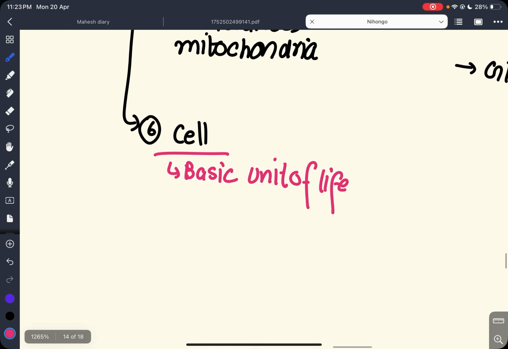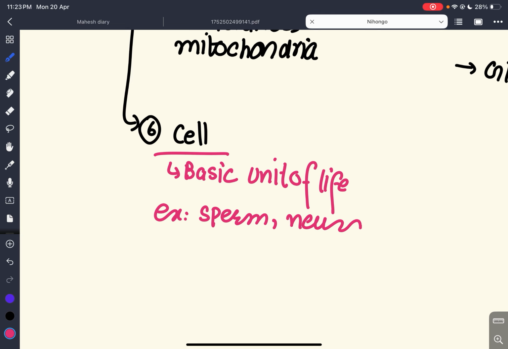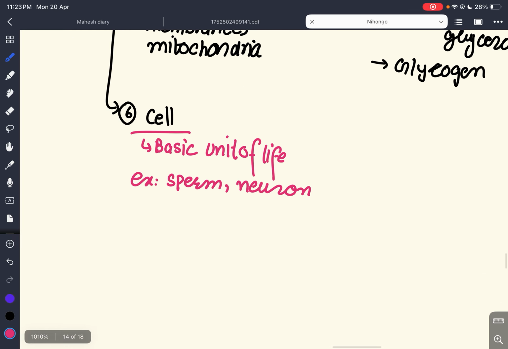For example, we just learned a lot of cells. Like we learned about the sperm cell, we learned about the neuron cell, right? We learned a lot of different cells. Okay? And once a cell is formed, we have learned that when one type of cell combines, we make tissues.